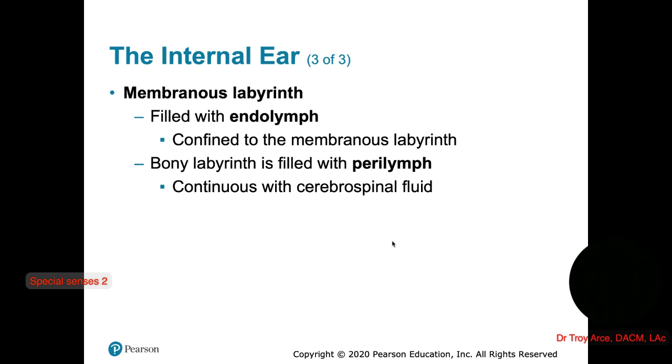The membranous labyrinth is filled with endolymph, and it's confined to the membranous labyrinth, and the bony labyrinth is filled with perilymph and is continuous with cerebral spinal fluid that we covered during your nervous system lecture. And you know what cerebral spinal fluid is. You know that it runs in the tracts and helps for protection. It also runs down the spinal cord.